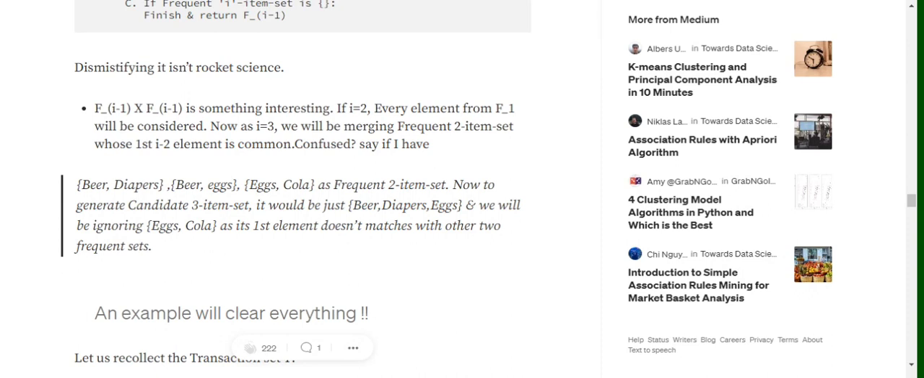But when i equals 3, we would be merging only those frequent two item sets which have the first element common. We would be arranging the elements in the item set in alphabetical order, so do remember this also. And similarly, when we have i equals 4, we would be merging only those frequent three item sets whose first element is common.